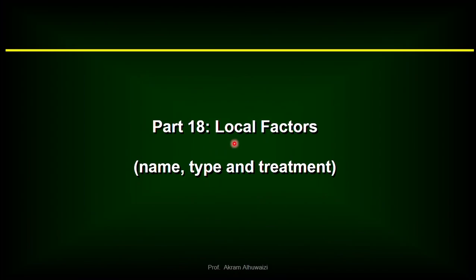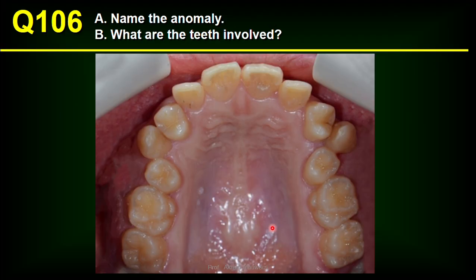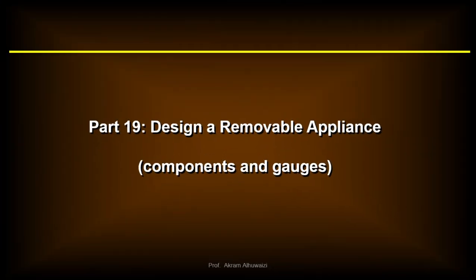Part 18 is local factors. Name the anomaly affecting the lower incisors. The anomaly here is not just crowding, but it's 1, 2, 3, 4, 5. There's a supernumerary supplemental lower incisor. So the type of it is supplemental. Name the anomaly. Here the anomaly is transposed canine and premolar.